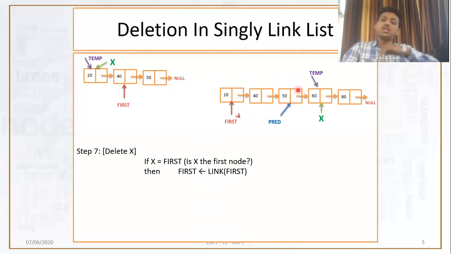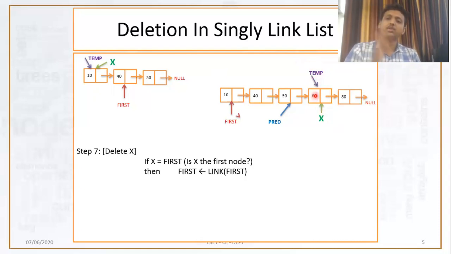Okay, now go to step number 3. What is the condition? Repeat through step 5. Check your notes. Repeat through step 5 while temp is not equal to x. While temp is not equal to x, this condition is right now false. So stop over there, because you have found x. We have already found x. So what we need to do? We need to remove this node, this 60 node, on which temp and x both are pointing.